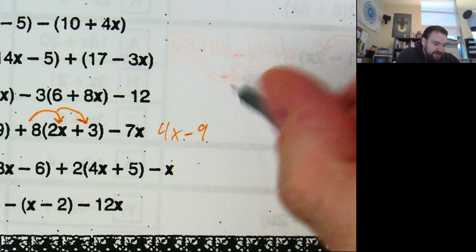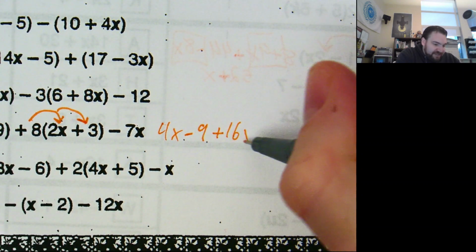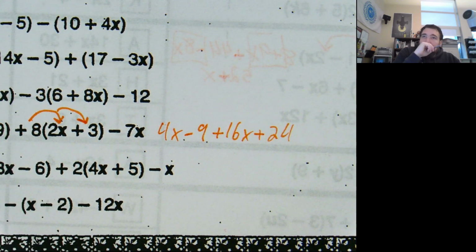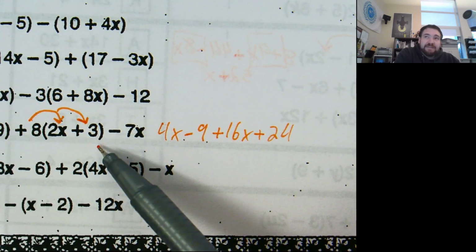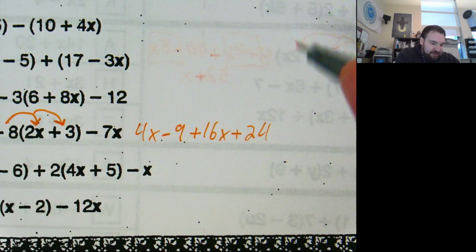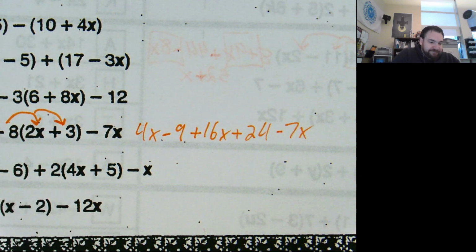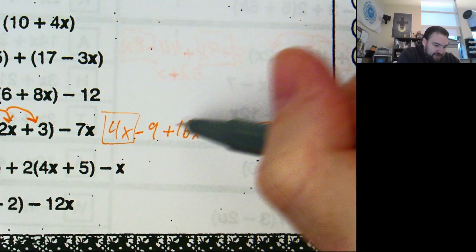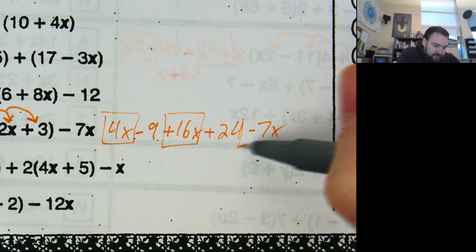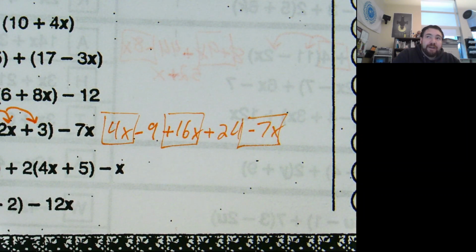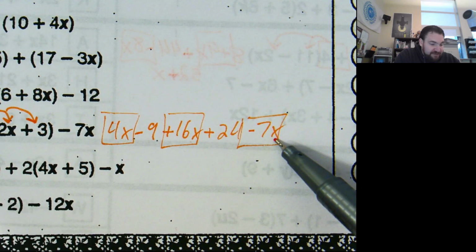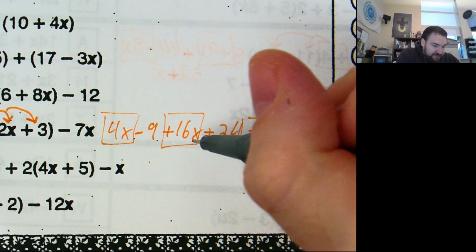Positive 8 times 2x is going to be plus 16x. Positive 8 times positive 3 is positive 24. The bracket ends it for us, and then I've got a minus 7x there on the end. Now I want to gather our like terms. There's one, there's one, and there's one. I've got a 4x plus 16x minus 7x. 4x plus 16x is 20x minus 7x is 13x.